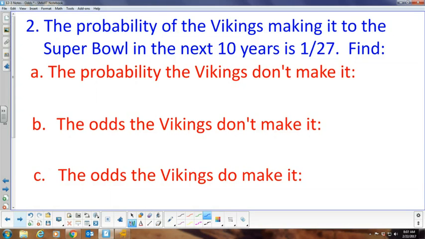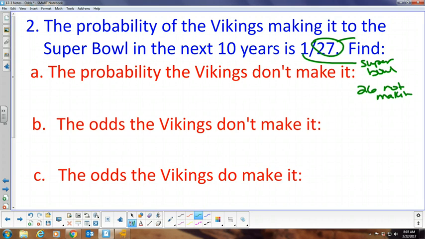So find the probability that the Vikings don't make it. This 1 represents the chance of them making it to the Super Bowl. Does this 27 represent them not making it? It's the total, exactly. It's not odds against. So what's the chance of them not making it out of 27? 26. So 26 would be not making it, and 27 is our total outcomes. This is listed as probability, so the bottom number is how many total we have.